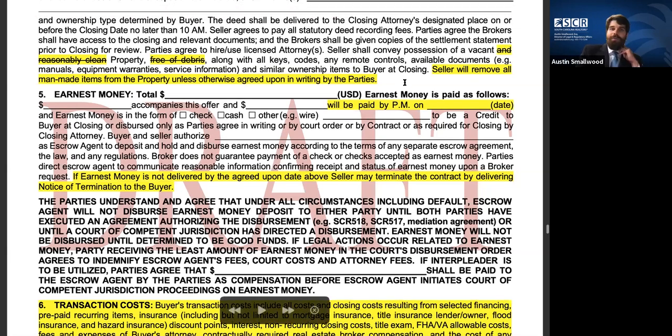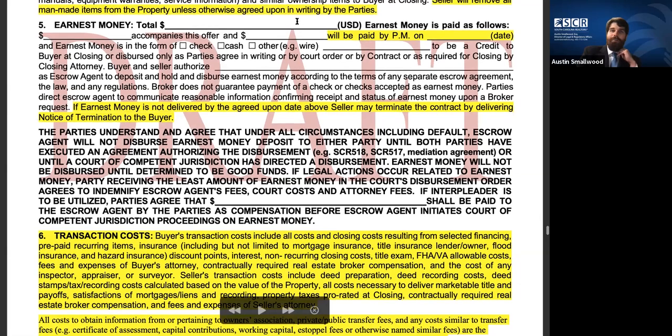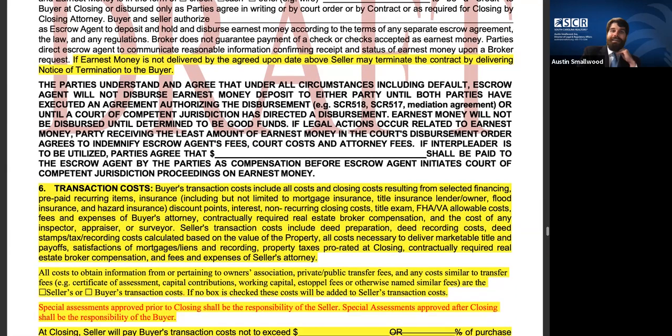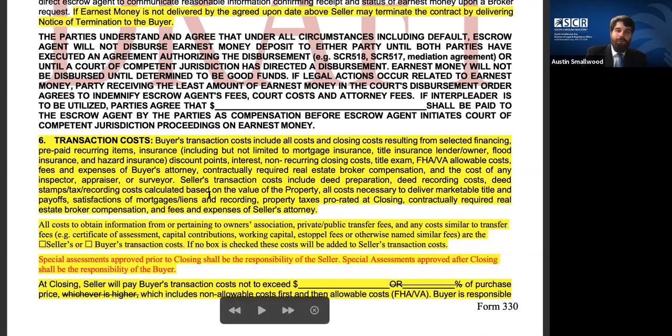Earnest money, this is just like the residential form. Total amount of money, it's either going to be accompanying the offer or will be paid by 6 p.m. on a hard date. If earnest money is not delivered by that agreed upon date, then the seller can terminate the contract by delivering notice of termination to the buyer. Again, earnest money can only be dispersed through mutual agreement of the parties or a court order. So make sure that you are following all the earnest money rules regarding this.